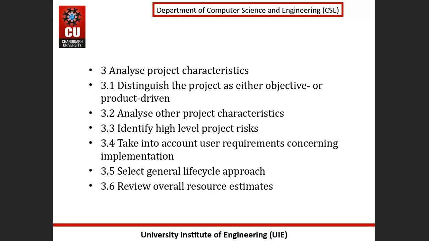So third step is analyze project characteristics. So we know the term project characteristics, different features of the project, different characteristics of the project. So we will analyze those things. We will define the characteristics. Fine. So the general purpose of this part of the planning operation is to ensure that the appropriate methods are to be used for the projects. So firstly, we have to distinguish the project as either objective or product driven.